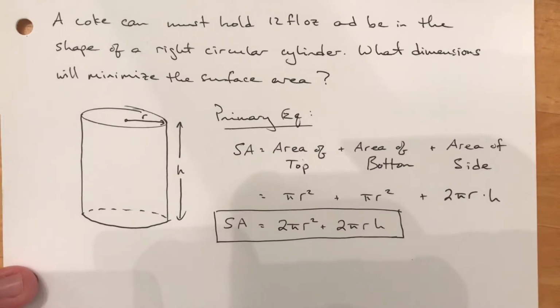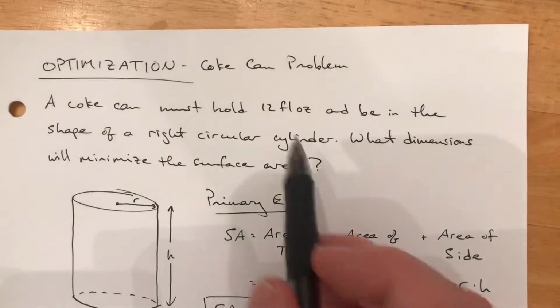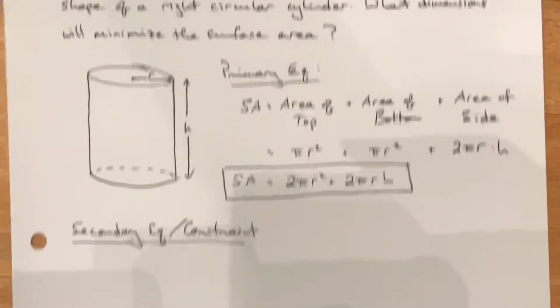The typical problem, of course, we want to make sure that we've got our primary equation in terms of just one variable. We can see that it's got two variables involved, and so that secondary equation, or constraint, is going to give us a relationship between r and h that we'll be able to take advantage of. And that's, as always, going to be where these numbers that are given in the problem are going to show up.